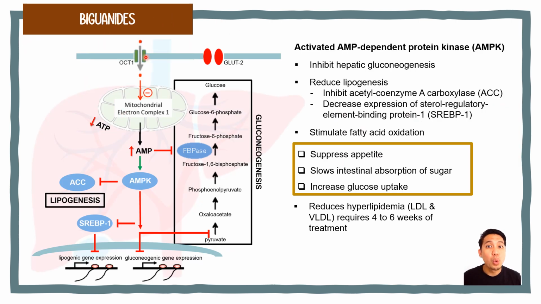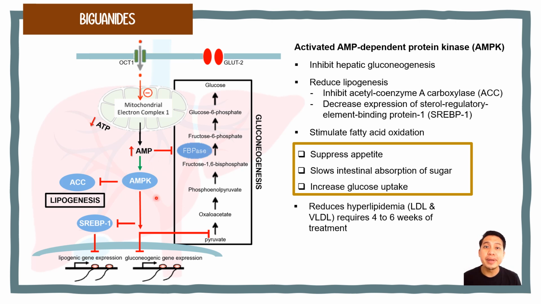Metformin will enter the liver cell through the organic cation transporter 1, also known as OCT1. The presence of metformin will inhibit the mitochondrial electron complex from producing ATP. That will cause a high level of adenosine monophosphate, or AMP, which will activate AMPK, which is the AMP-dependent protein kinase. It also will disturb the production of glucose by inhibiting fructose 1,6-bisphosphatase, known as FBPase.